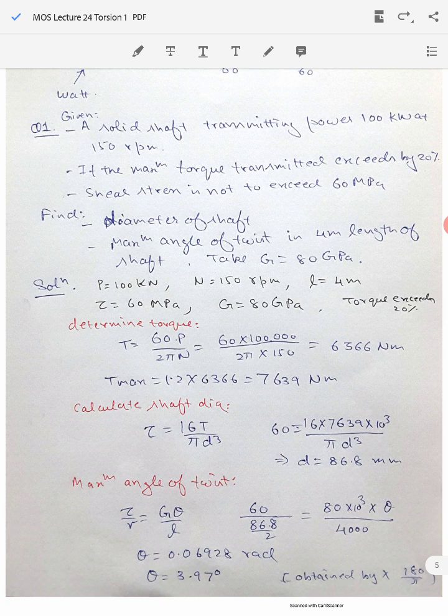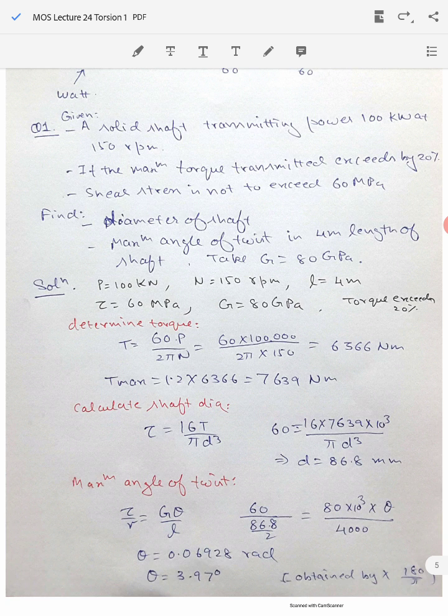The shear stress value which is not to exceed for the material is given as 60 megapascal. This is the permissible stress value for the shaft material which is being used. The shafts are usually made of ductile material, so it may be made of, let's say, mild steel, and for mild steel the permissible shear stress value is given as 60 megapascal.